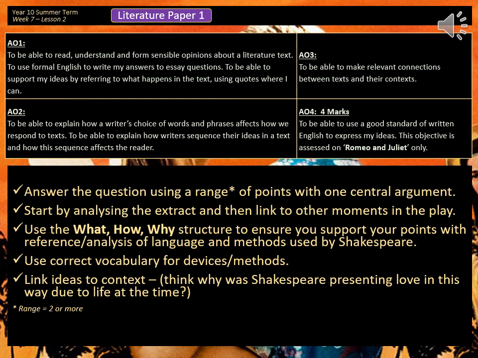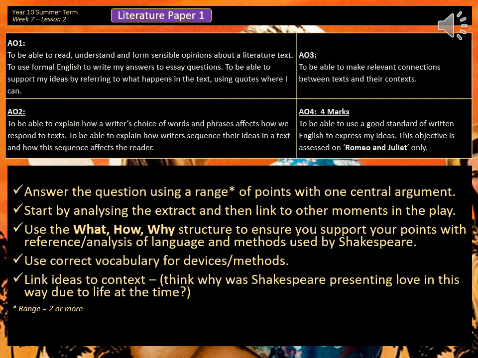So here are those assessment objectives again, those things that the examiners are looking for and that you need to make sure that you're doing. But put in simple terms, essentially what you need to do is answer the question with a range of points. Now that means 2 or more, but with one central argument. One point that all of your other points feed into.